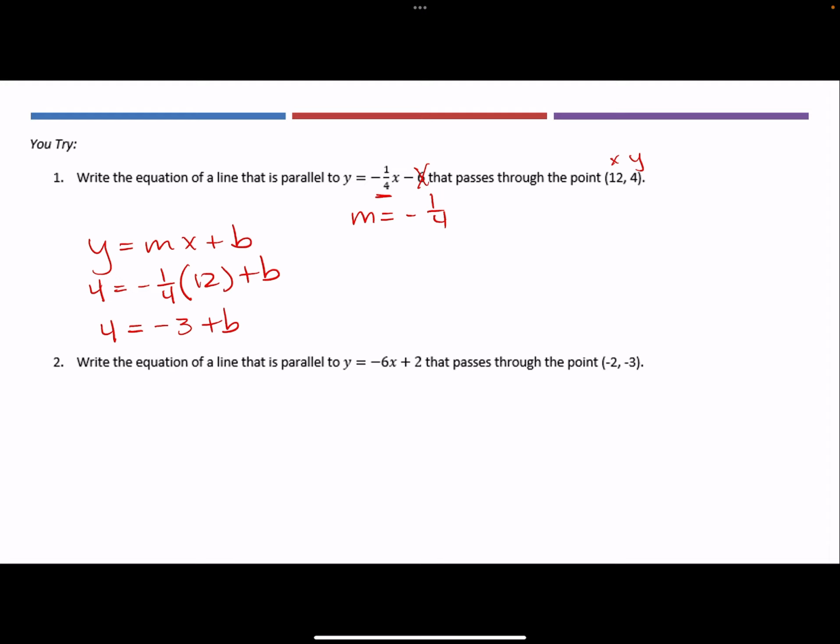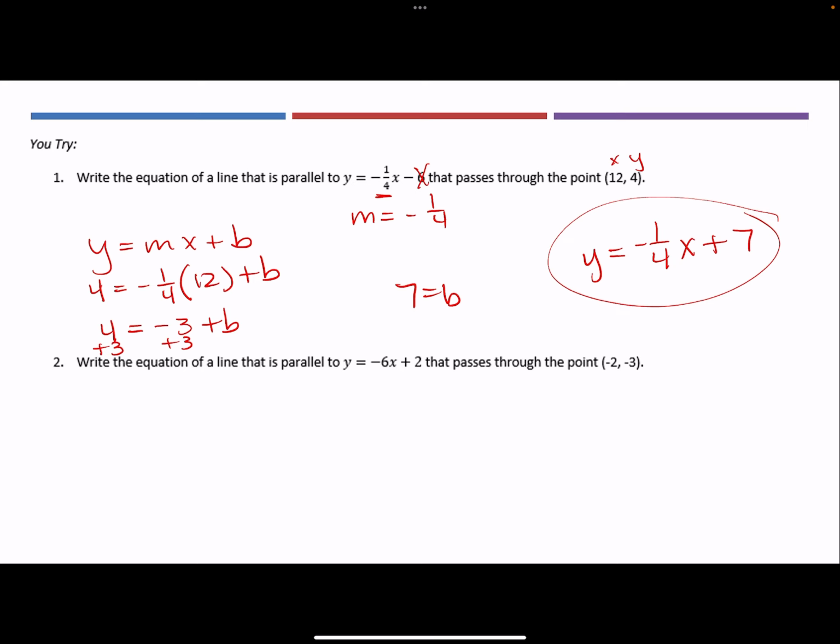And then I'm solving for b, so I'm going to add 3 to both sides, so 7 is equal to b. Well, now I need the slope and I need the b value, so that's my equation. y equals negative 1/4 x plus 7.